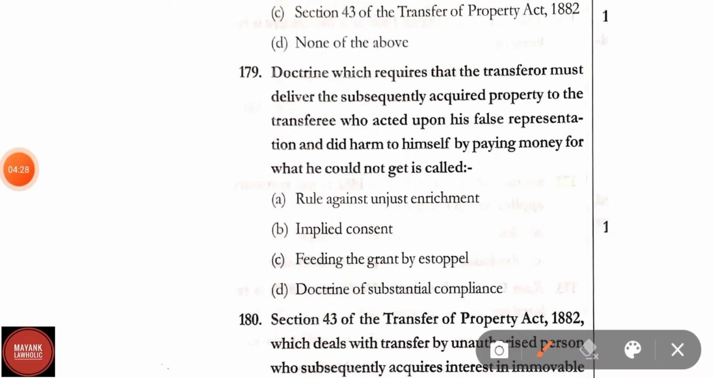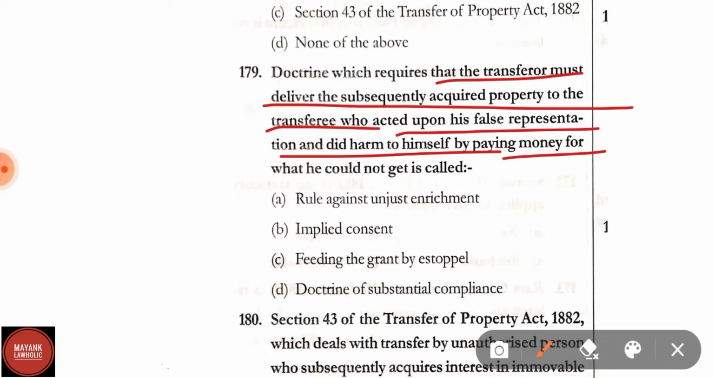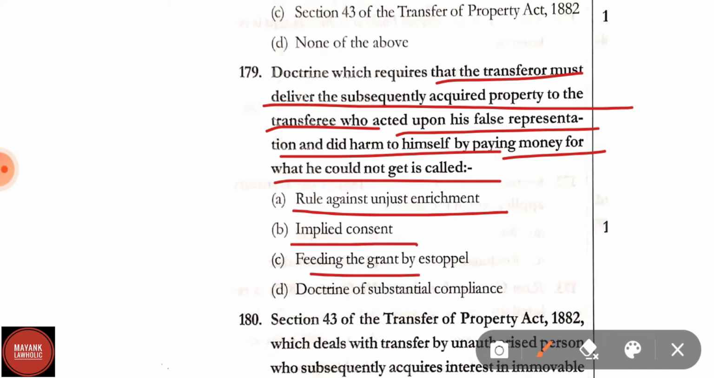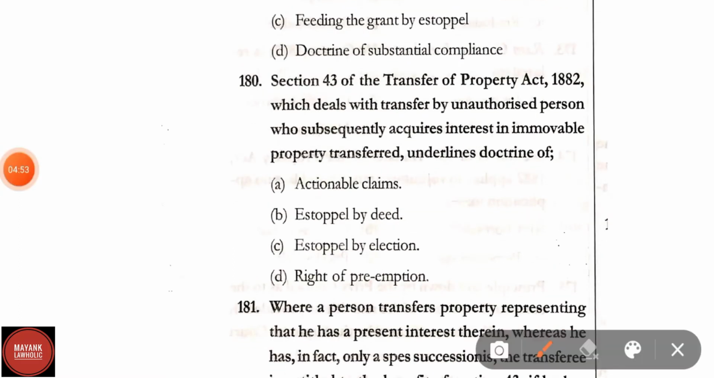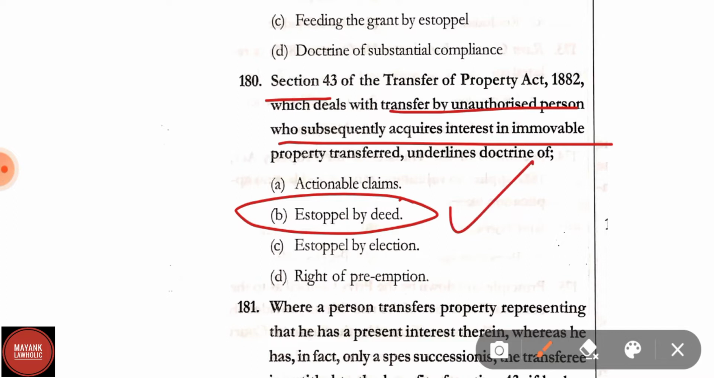Question number 179. The doctrine which requires that the transferor must deliver the subsequently acquired property to the transferee who acted upon his false representation and did harm to himself by paying money for what he could not get is called: rule against unjust enrichment, implied consent, feeding the grant by estoppel, doctrine of substantial compliance. Correct answer is option C, that is feeding the grant by estoppel. Question number 180. Section 43 of the TPA, which deals with the transfer by unauthorized person who subsequently acquires the interest in immovable property transferred, underlies the doctrine of: actionable claim, estoppel by deed, estoppel by election, right of preemption. Correct answer is option B, that is estoppel by deed.